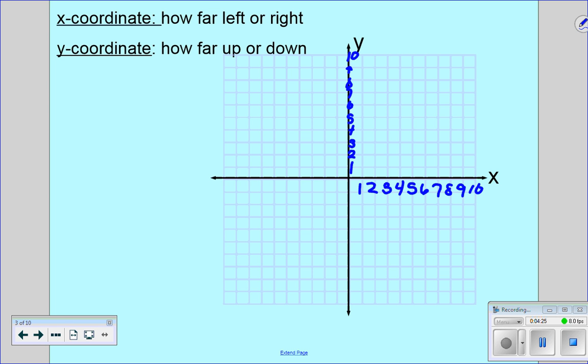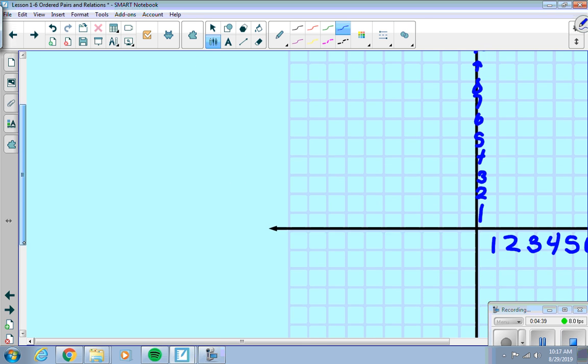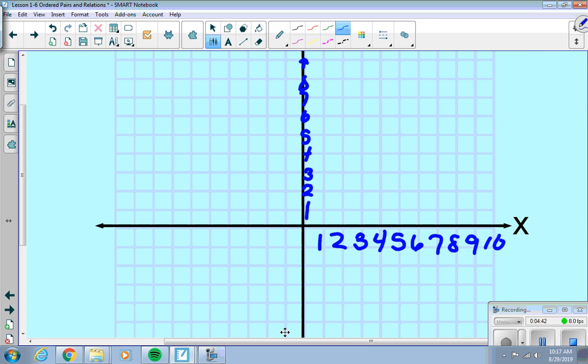I should make this a little bigger. I don't know if I can do that. That's okay. Oh, there we go. Okay. And then the other ways are going to be negative. So this is -1, -2, -3, -4, -5. Down is also negative, -1, -2, -3, -4, and you can just keep going with your numbers. So you create a coordinate plane.